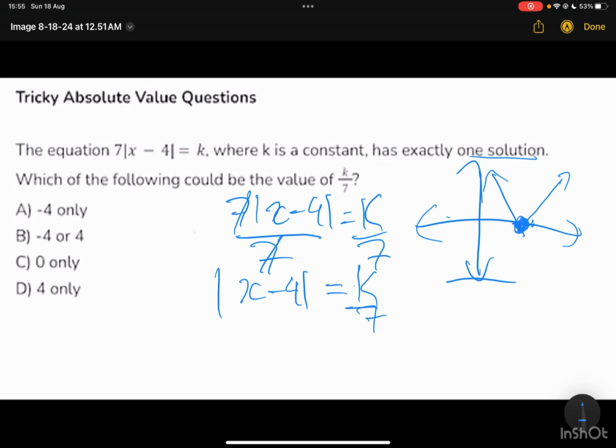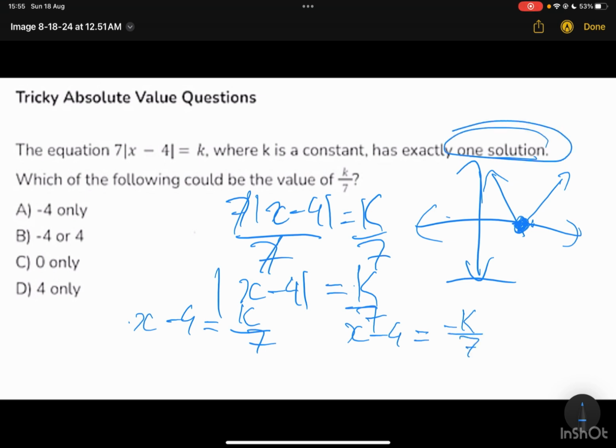So we're going to have the solutions of x - 4 equals k over 7, and x - 4 equals -k over 7. So this question is asking for one solution only. So we're going to let these two solutions be equal to each other so that they have only one solution. So let k over 7 equal -k over 7.